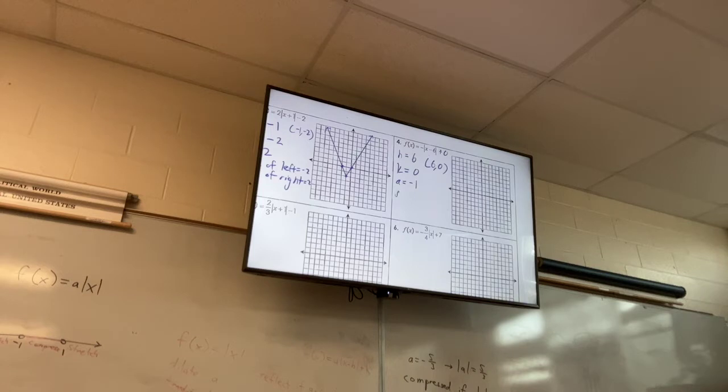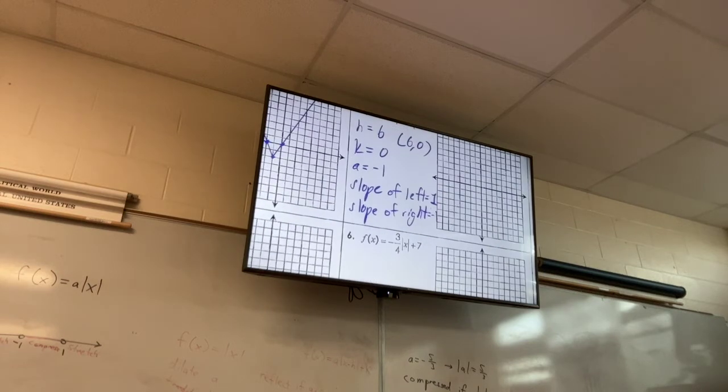What's the slope of the left side of my graph going to be? Yeah, +1, right? The slope of the left side is always the opposite of whatever A is. So here A is -1, the opposite of negative 1 is positive 1, so the slope of the left side of my graph is going to be positive 1. The slope of the right is always the same as A, so it's going to be negative 1. And that makes sense because this is going to be an upside down V, right?